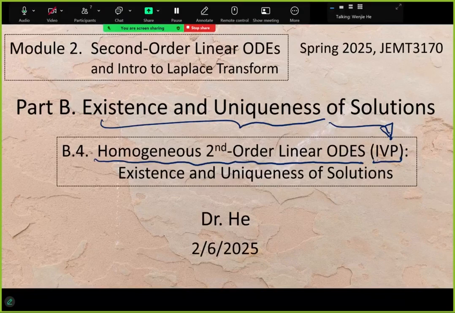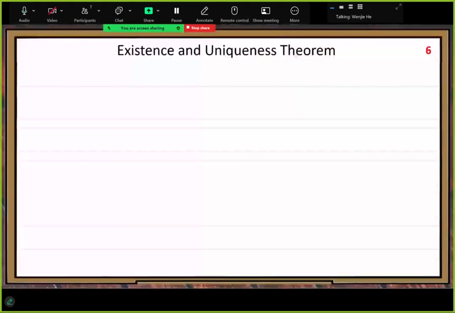So homogeneous. That's why you see it put in the parentheses, because the second part we just work on the homogeneous, not IVP. Then we consider there is another result about its solution, about the general solution result. So two results here.